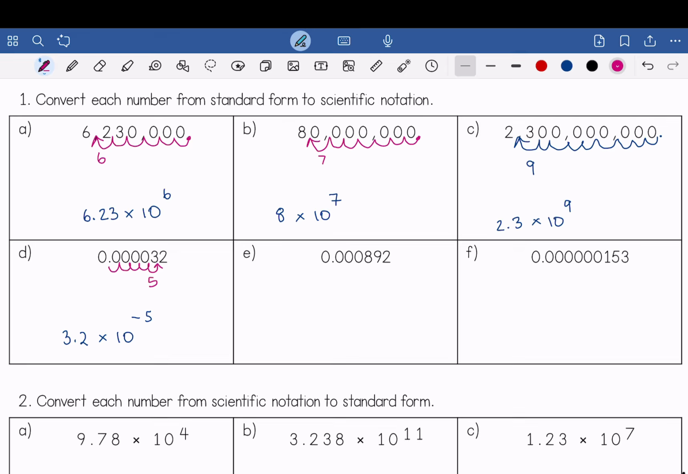Let's look at E. 1, 2, 3, 4. So we write it as 8.92 times 10 to the power of 4. For F, we start here at this decimal point. We're going to move it to the right. 1, 2, 3, 4, 5, 6, 7. So I'm going to rewrite the number as 1.53 times 10 to the power of 7.